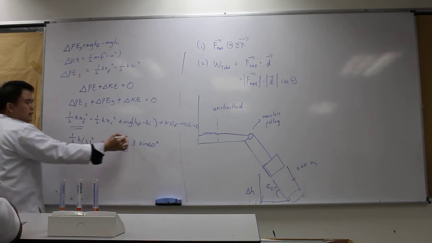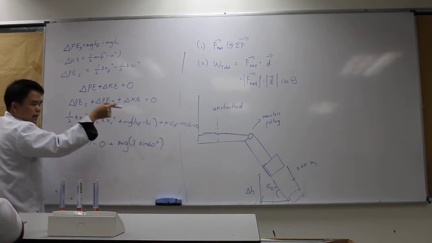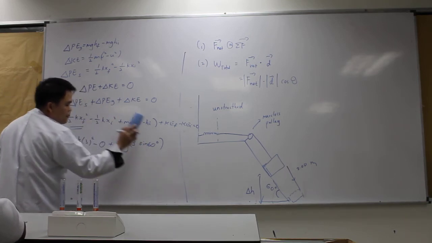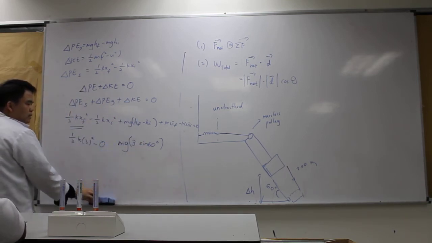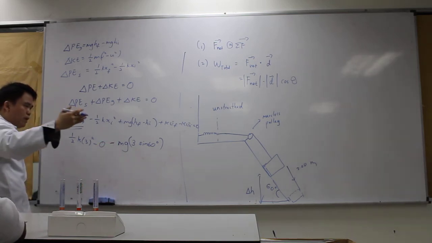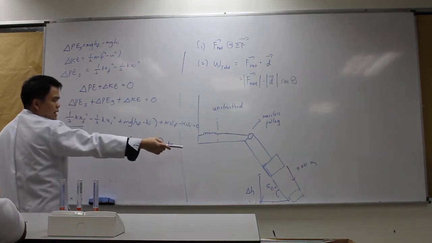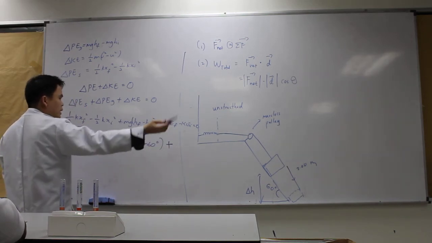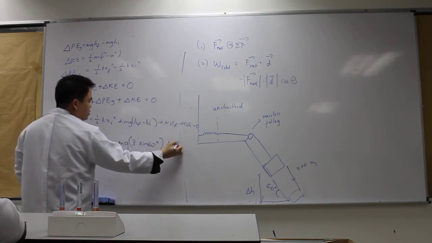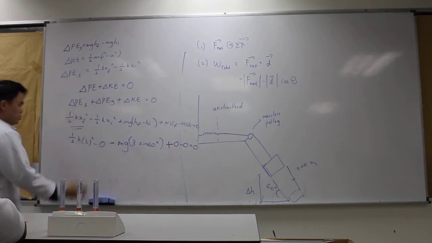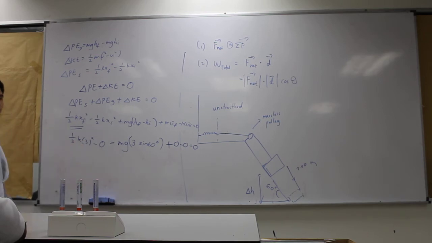So mg d sine theta, and because it is sliding down, for this delta PE G we must put a negative, because the final position is lower than the initial position. Plus, for the KE, finally no movement, initially no movement, so 0 minus 0 equals 0. From here, you can solve it. Let's say the question asks you, what is the value of k? Then from here, you can continue to solve it. This is a good example to understand the conservation of energy when you want to solve this kind of question.